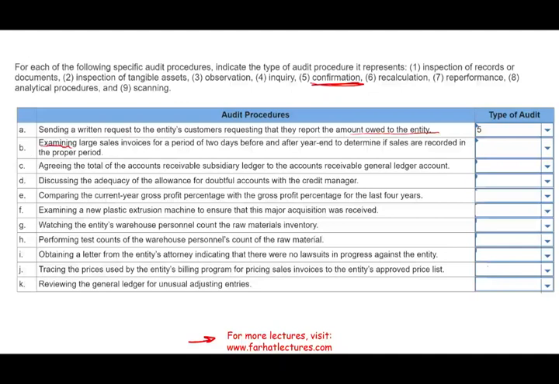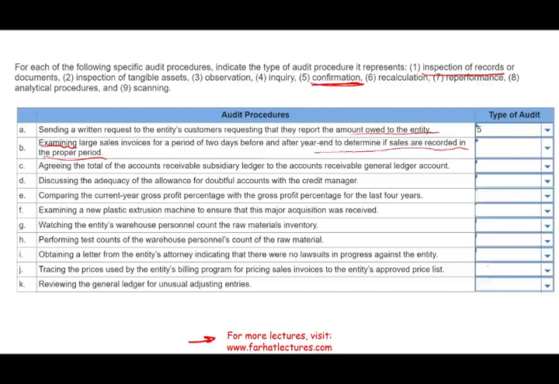B, examining large sales invoices for a period of 2 days before and after year end to determine if sales are recorded in the prior period. Here you are looking at something. What do you think when you examine something? You're basically examining. That's what we're saying. You're looking at them. I would say this is a form of inspection of record or document. You are inspecting the record and the document.